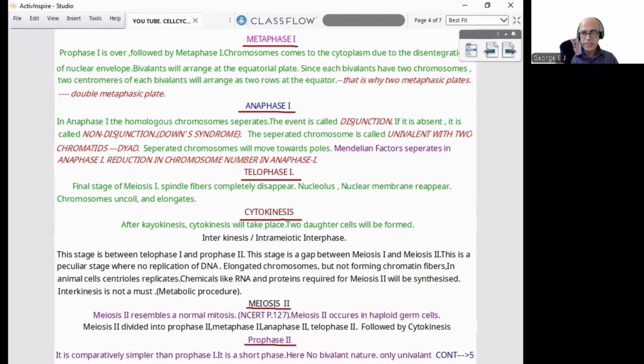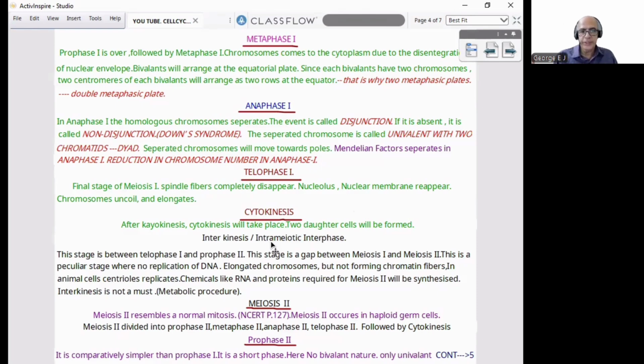Now here comes a slight variation from mitosis, because mitosis has only 1 division. Here 2 divisions are there. So after cytokinesis, there is a stage that may or may not be present: interkinesis or intrameiotic interphase. This stage is between telophase 1 and prophase 2. So originally it is a gap between meiosis 1 and 2.